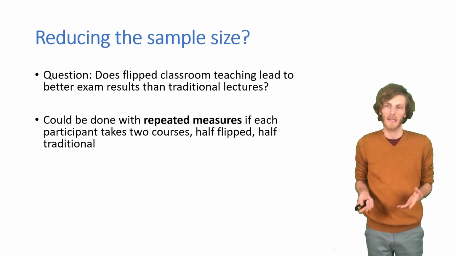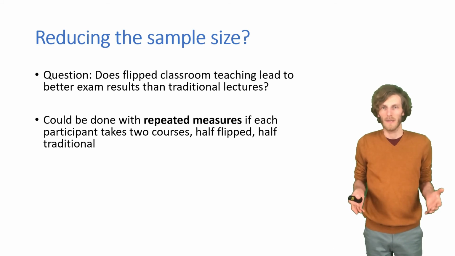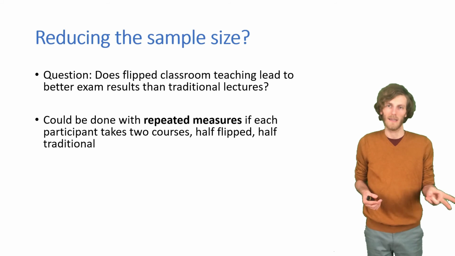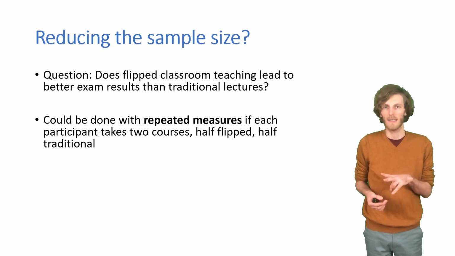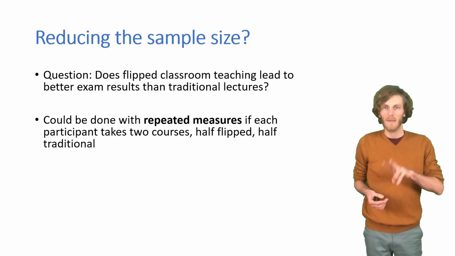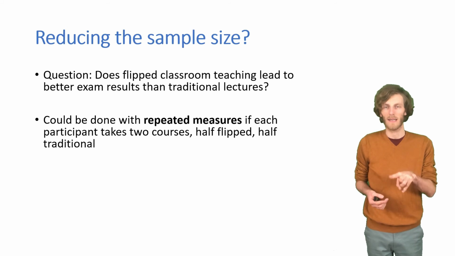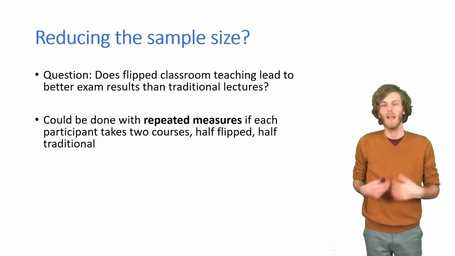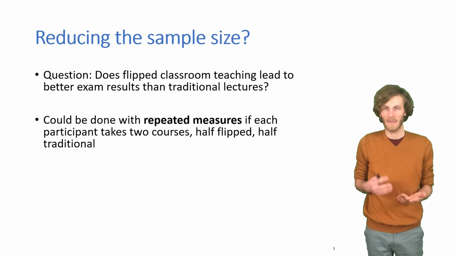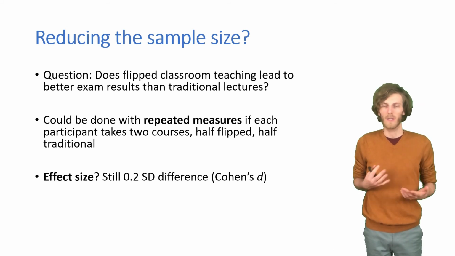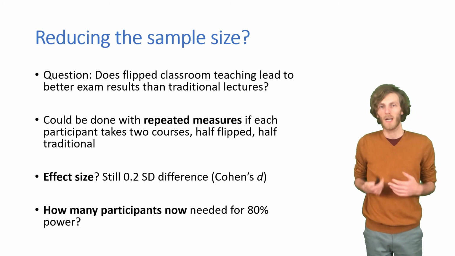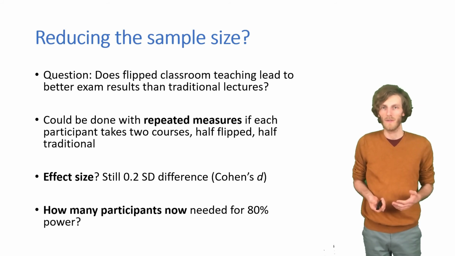In that case, we could now take a group of students and randomly assign them in 2 different classes to either experience a flipped classroom teaching style or traditional teaching style, making sure that each student experiences one class of each, and then we could compare the results in those 2 classes. So we could still assume the same effect size.